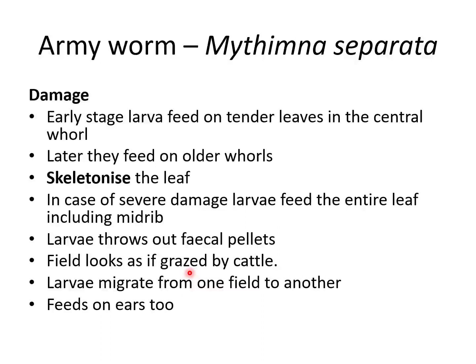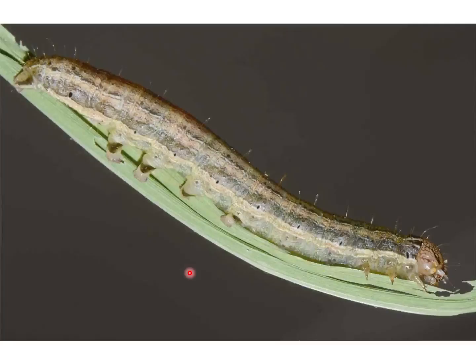I will explain it again. Early stage larvae feed on younger leaves, that is tender leaves. Later it starts to feed on mature leaf. It skeletonizes the leaf initially. Later on it defoliates the plant completely, including the entire midrib, and the larvae throws out fecal pellets, and as the entire field is defoliated, the field looks as if grazed by cattle. Once that one field is completely defoliated, it moves from one field to another, just like an army marching from one area to another. In addition to leaves, it feeds on ears also. So that is with respect to the nature of damage and symptoms of armyworm. This is the picture of armyworm, Mythimna separata.